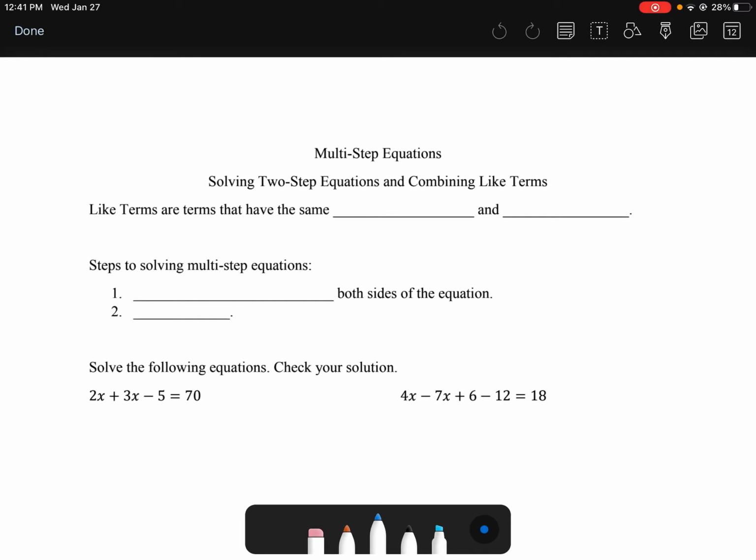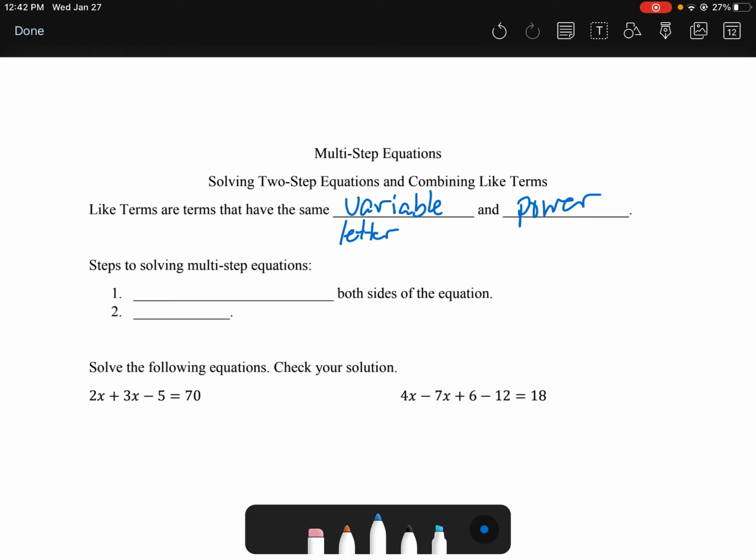Hey guys, today we're going to start talking about multi-step equations, and specifically solving two-step equations that also include combining like terms. Now, just a reminder from last chapter, like terms are terms that have the same variable and power. So really we just want to make sure that they have the same letter.